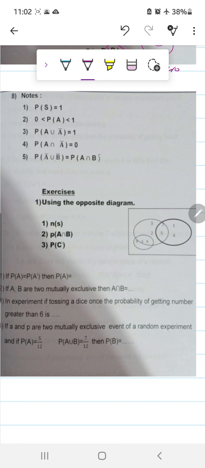Here, probability of the sample space, as we said, equals 1, which is a certain or sure event. Here, probability of a possible event will be greater than 0 and less than 1. Probability of A union A dash, as we said, is 1. So we said here probability of A plus probability of A complement equals 1. Probability of A intersection A complement equals 0. Of course, we don't have any intersection between A and its complement.